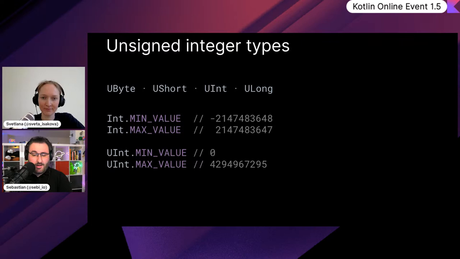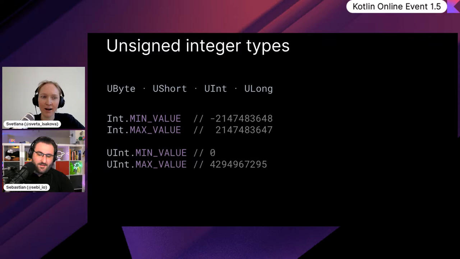Unsigned integer types also have the property that they have a larger positive value range. So if you look at a regular integer, for example, that goes from minus 2 billion to around plus 2 billion, whereas an unsigned integer goes from 0 to a little bit over 4 billion. Now, these unsigned integer types are also properly integrated with the standard library. So if you want to get a random unsigned integer, the appropriate extension functions are available in the standard library for you as well. And one fun side note is that this stability is thanks to the fact that we stabilized inline value classes in this release as well. How exactly is it connected?